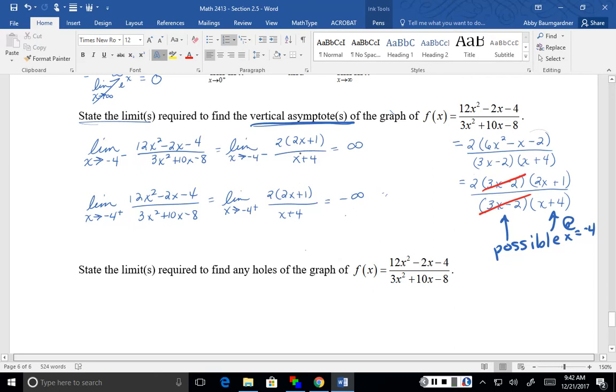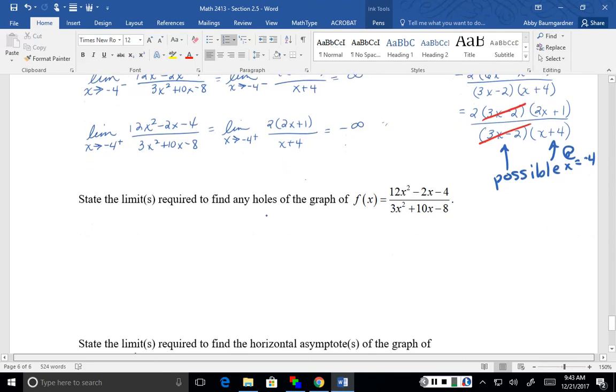And you would say, well, I now know the graph of f of x has a vertical asymptote at x equals -4. The fact that this is a number being approached from the left or the right, and it gives you an infinity or a negative infinity as its answer, you now know that you have a vertical asymptote there. So I might give you this information and say, what do you know about f of x? Okay. So similarly, state the limits required to find any holes of the graph.